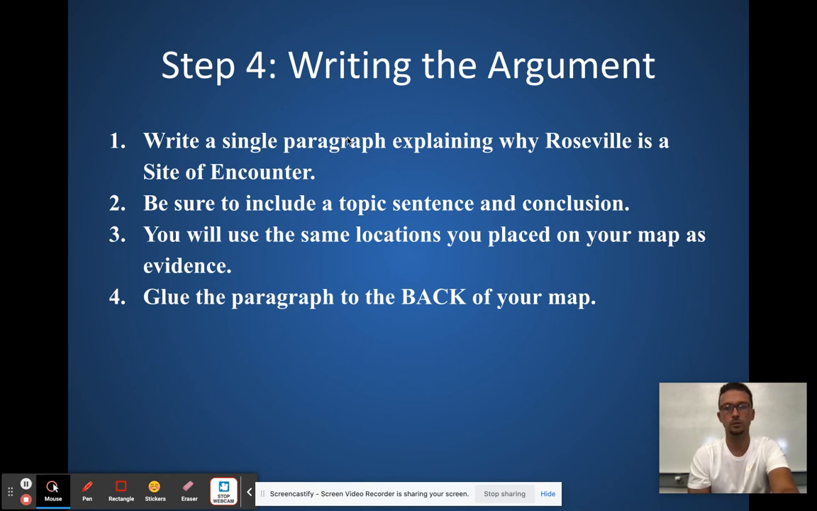And then the last step to this project, which I should be back by the time you're dealing with this particular step, but just in case you do get there: when you're all done with mapping everything, you're going to write a single paragraph explaining why Roseville is a site of encounter. Be sure to include a topic sentence and conclusion. So for example, Roseville is a site of encounter because, and then you talk about it, and then you'll conclude. You also use the same locations you placed on your map as evidence, and then you're going to glue this paragraph to the back of your map.